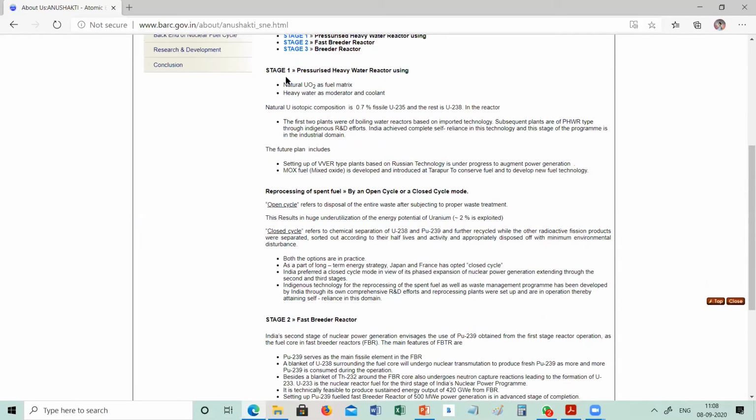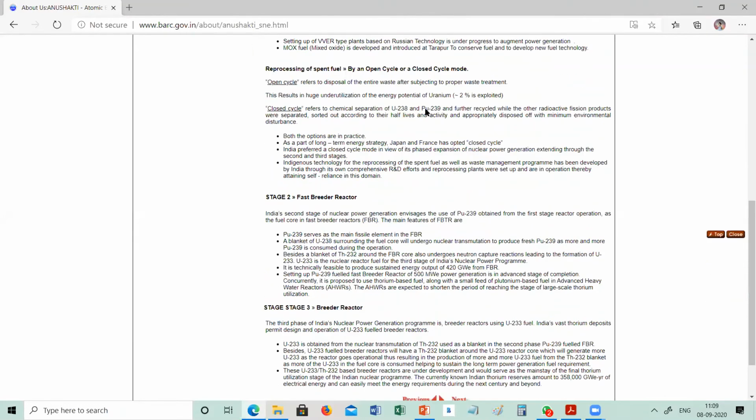In stage 1, a pressurized heavy water reactor uses natural UO2, uranium dioxide, as fuel, and heavy water as moderator and coolant, same as in the case of PWR. Only 0.7% fissile uranium-235 is used as the fissile material, and the rest is uranium-238, which is used as a fertile material and will be converted into plutonium-239.